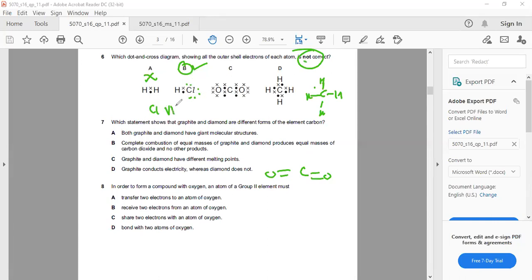So not correct is HCl, because the valence electrons of chlorine are not shown. Chlorine is in group 7. One electron is involved in bonding. 6 electrons are left. Non-bonding electrons we have to show.